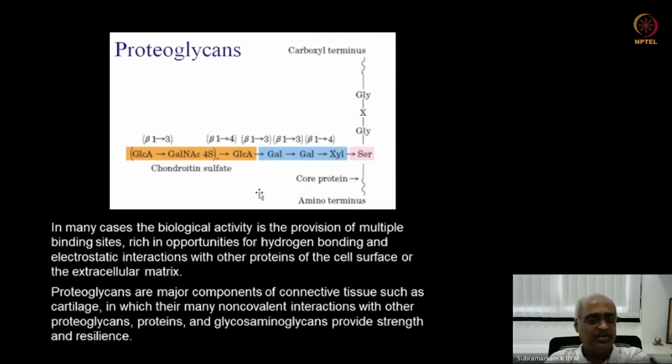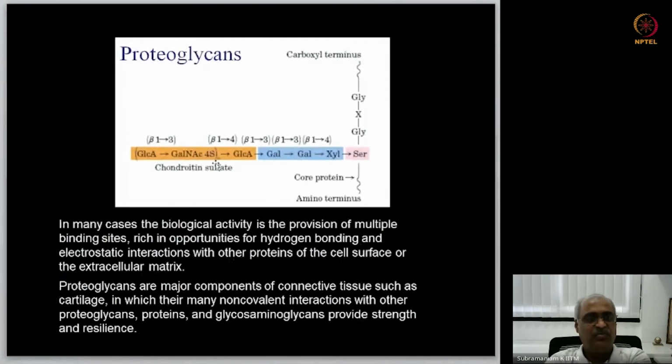And again, as I told you earlier, in many cases, the biological activity is the provision of multiple binding sites. See, this is uronic acid, a carboxyl group, and then it has hydroxyl groups on the glucose moiety itself. And similarly, here you have an amino group and an acetyl group, therefore another carbonyl group, and the fourth carbon has a sulfate, and so on. So like this, you have multiple binding sites, rich in opportunities for hydrogen bonding and electrostatic interactions with other proteins of the cell surface or the extracellular matrix.